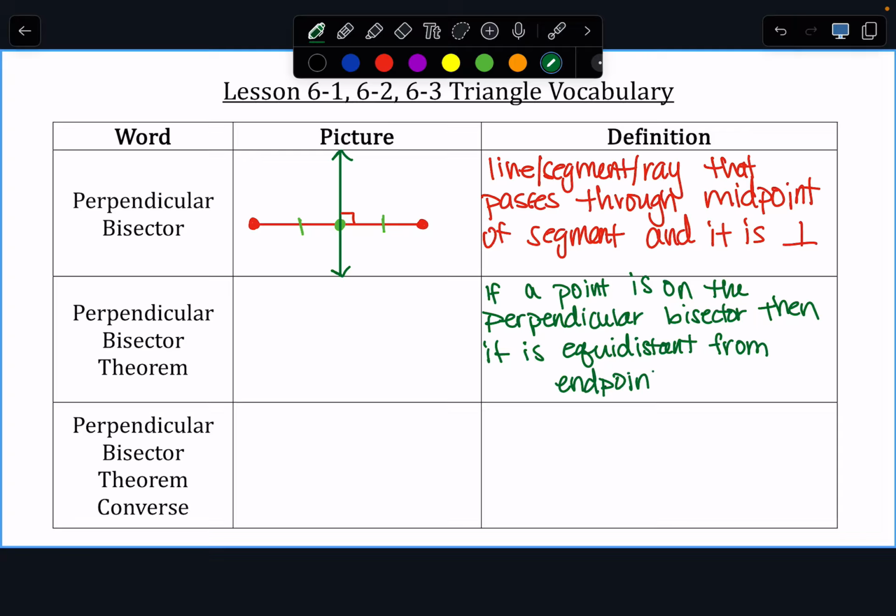Okay. The perpendicular bisector theorem. If a point is on the perpendicular bisector, then it is equidistant from the endpoints. I'm going to let you write it down, and then we're going to draw the picture together, talking through what the heck this means.